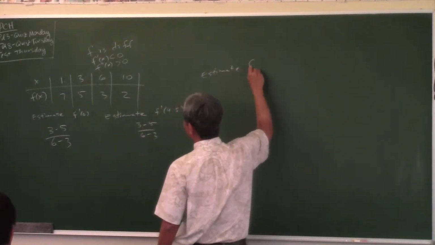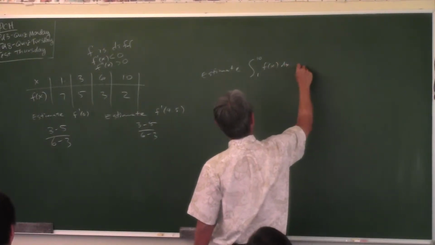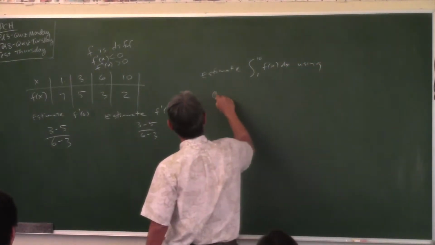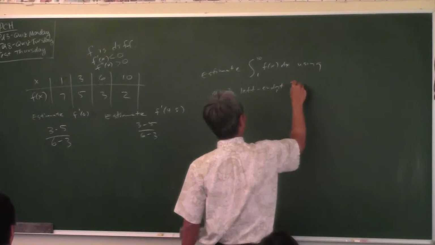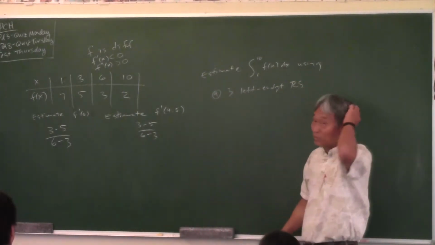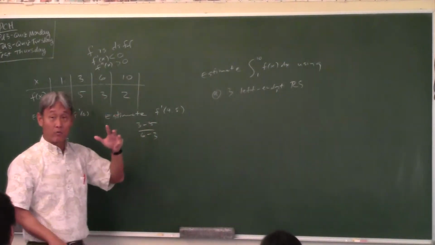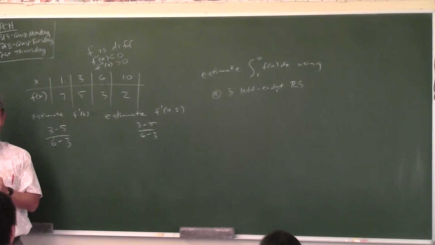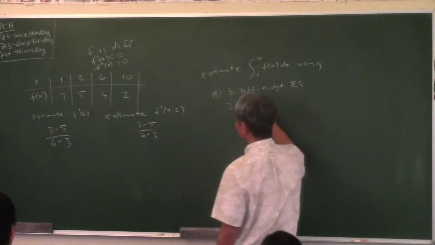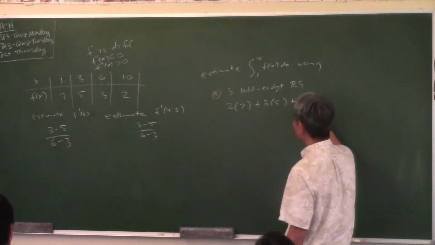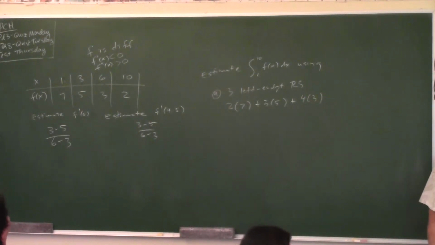Hey, we gotta get through this stuff. Estimate the integral from 1 to 10 of f of x dx using a 3 left endpoint Riemann sum. Okay, who's up for this one? Takata. Estimate this integral using 3 rectangles. A Riemann sum means rectangles, right? Okay, left endpoint. Go. 2 times 7, plus 3 times 5, plus 4 times 3. And that gives you a grand total of, just leave it. Just leave it.